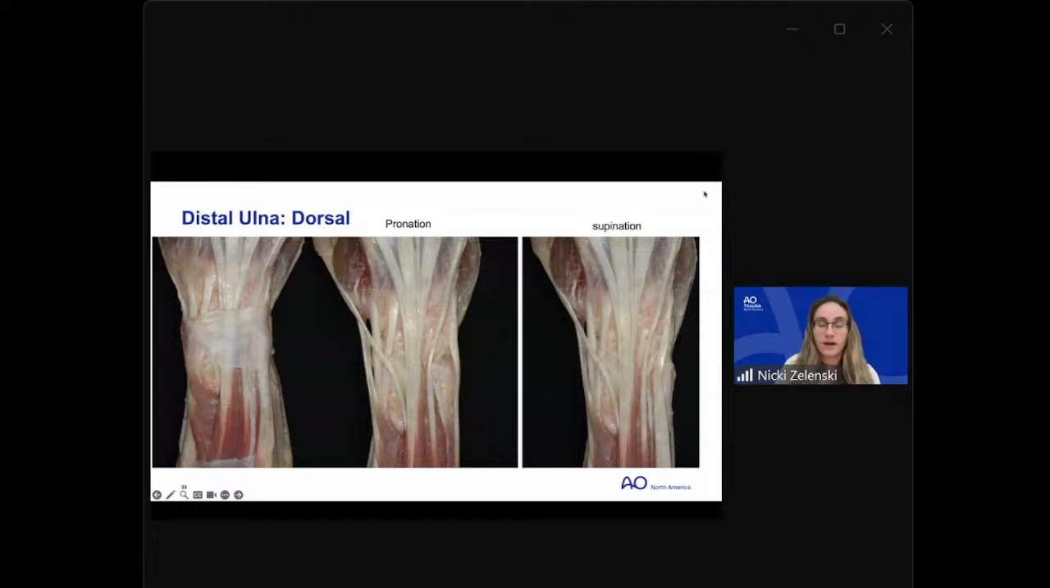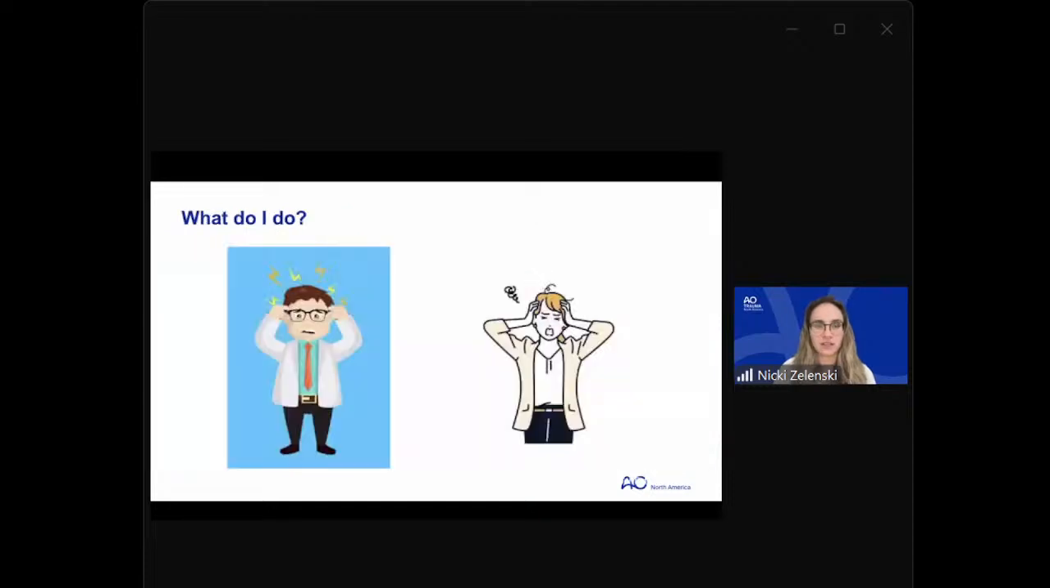Dorsally, you have to be mindful of the ECU as well. So this is looking at the back of a right hand. This is the radial aspect, and this is the ulnar aspect. This is where the ECU runs in the 6 extensor compartment. And if you remove the retinaculum, you can really see how much the ECU moves ranging from pronation to supination. So you have to be very careful that your plate is not impinging on the ECU as well. So my gosh, with all of these structures in this area, where are we going to put our plate?